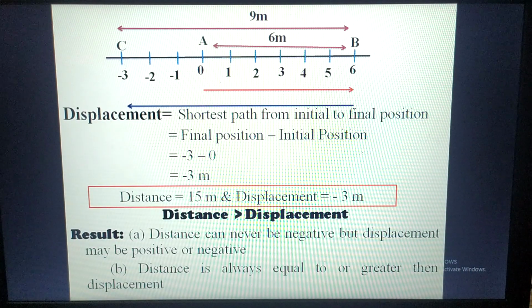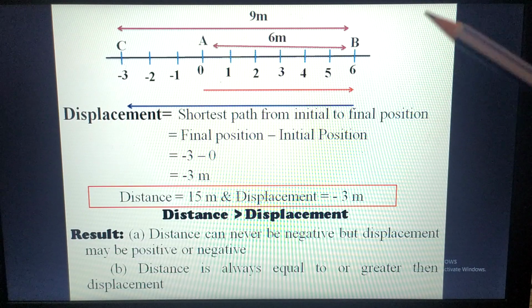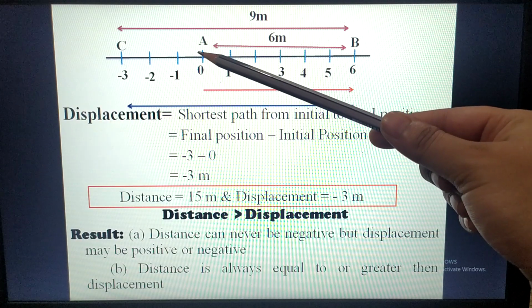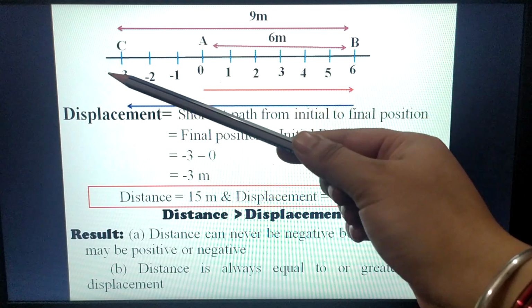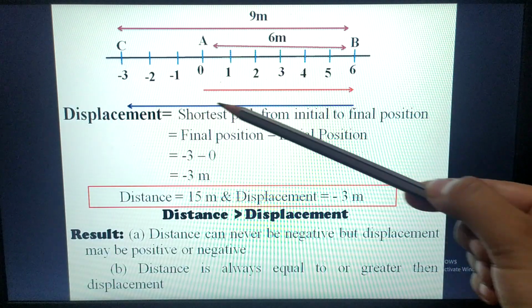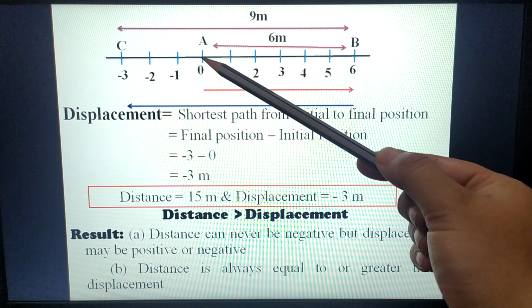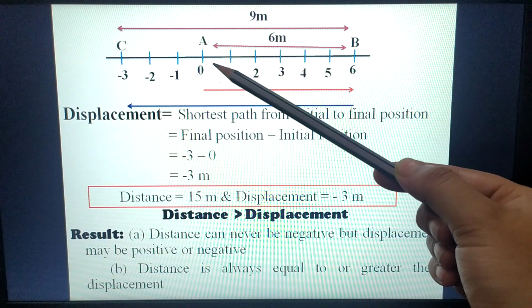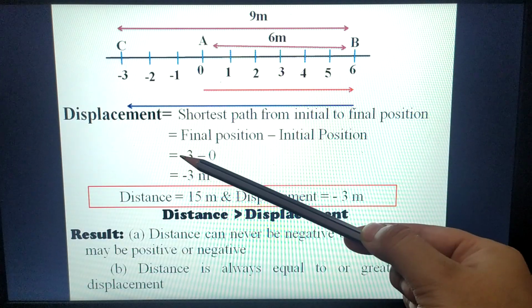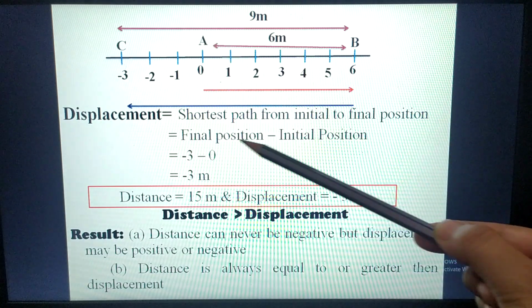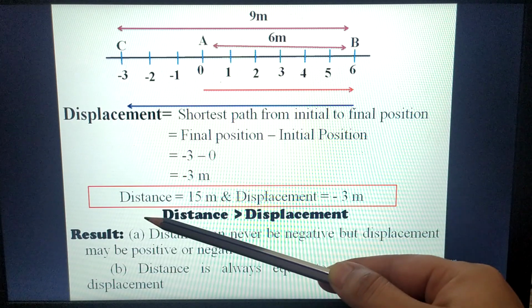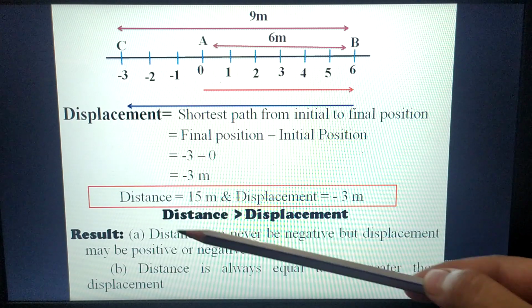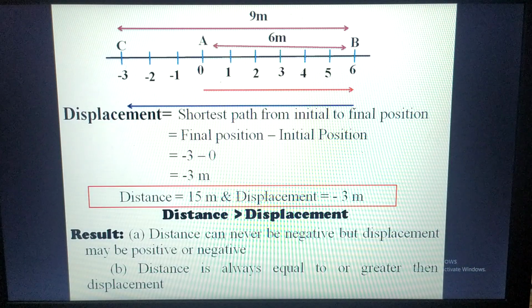So now what is displacement? It is the shortest path from initial to final position. What is the initial position? From where he has started? From point A. Now after reversing, where does he stop? At point C. This is the final position, right? Displacement is final position minus initial. Final is minus 3, initial is 0, so it is minus 3 meter. So distance is 15 and displacement is minus 3.